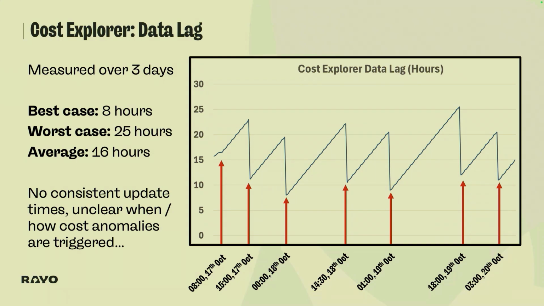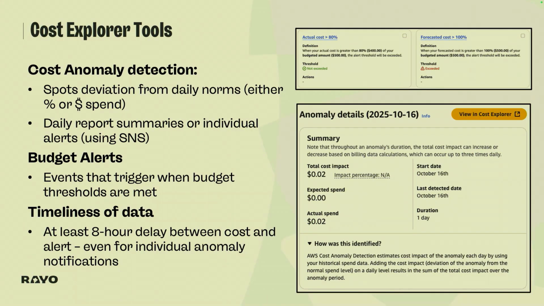So best case, at midnight on the 18th of October, it was about 8 hours behind. Worst case, about 6 o'clock on the 19th, it was more than 25 hours behind. If you're going to be driving alerts on that, you need to bear in mind 24 hours is a long time in politics, and it's certainly a long time in AWS billing. But that said, it is still useful to have it there.